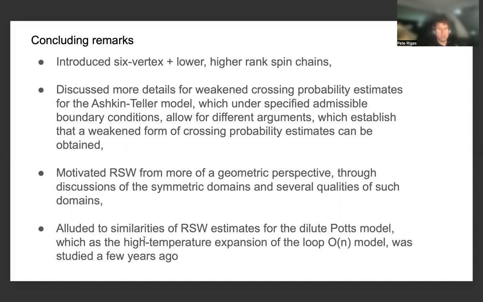And finally, we alluded to similarities of the RSW arguments for the dilute Potts model, which has the high temperature expansion of the loop O(n) model, was studied in my first preprint for Russo-Seymour-Welsh quadricotomy of crossing probabilities a couple of years ago.